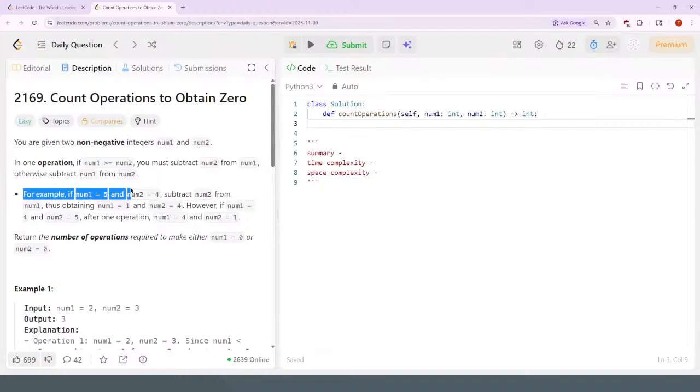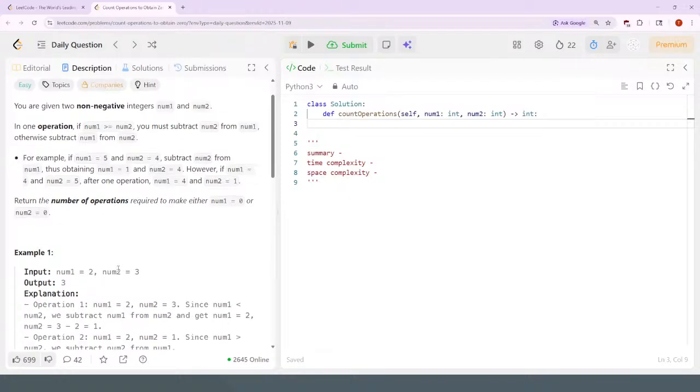For example, if num1 is 5, num2 is 4, subtract num2, so subtract 4 from 5 and get 1 and 4. Yeah, this is generally the operation. I don't know. Seems similar to Euclidean factorization, finding relative primes or something like that. Return the number of operations required to make either num1 equal to 0 or num2 equal to 0.